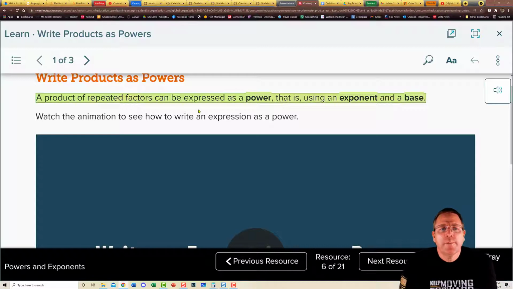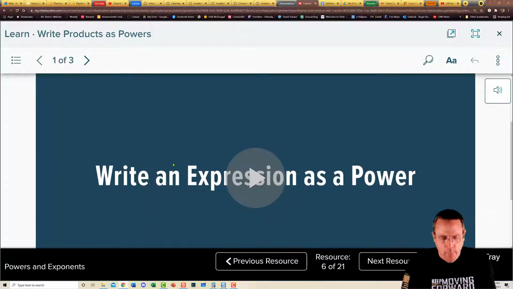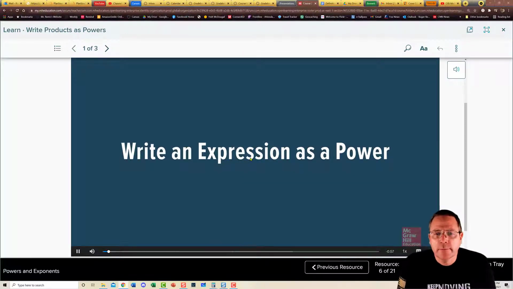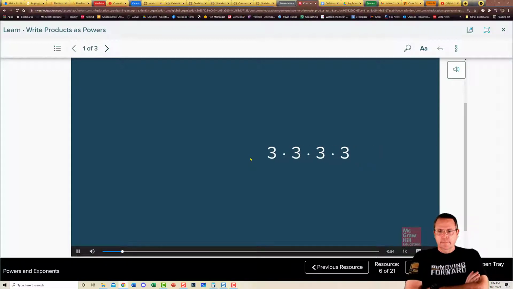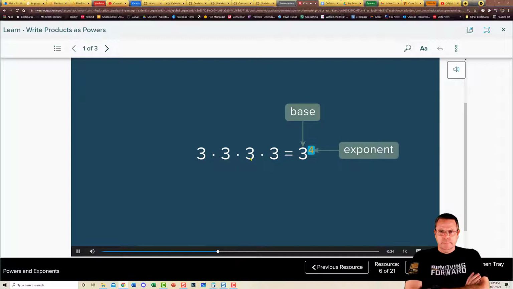A product of repeated factors can be expressed as a power, and that is using an exponent and a base. We're going to watch this animation to learn a little bit more about powers. Let me zoom out just a little, and that should work right about there. To write the product of the repeated factor 3 as a power, express the number of times 3 is used as a factor as an exponent. The expression written as a power is 3 to the fourth power, or 3 to the fourth. The base is the common factor that is being multiplied. The exponent tells how many times the base is used as a factor.